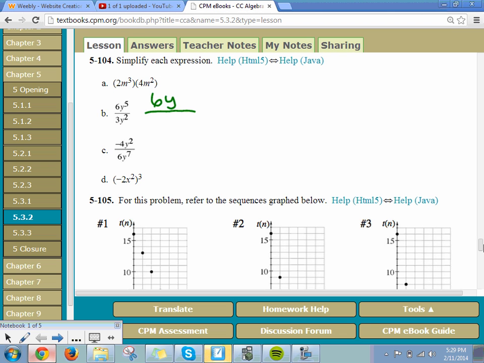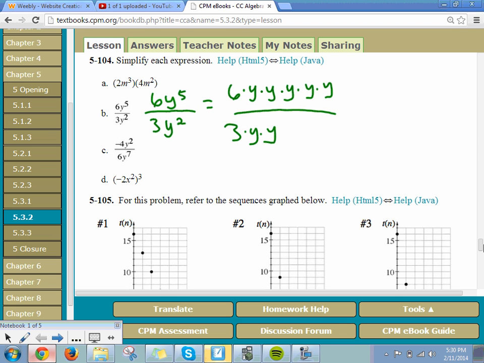So we have 6, and then we've got 5 y's on top and 2 y's on the bottom. So what happens is if we were to rewrite this, we have 6 times y times y times y times y times y over 3 times y times y.